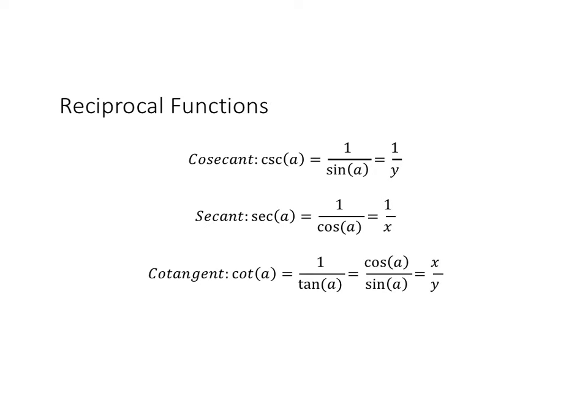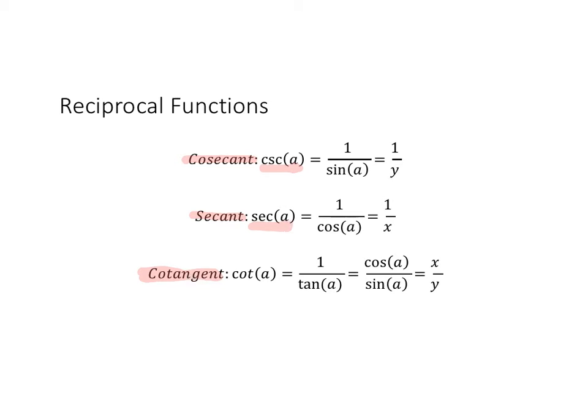Okay, our three reciprocal trig functions are cosecant, secant, and cotangent. Cosecant is abbreviated as CSC of some angle, and we can find this by doing 1 divided by the sine value of that same angle. Another way to think about this is, since sine is the y value, you can think about this as 1 over the y value.